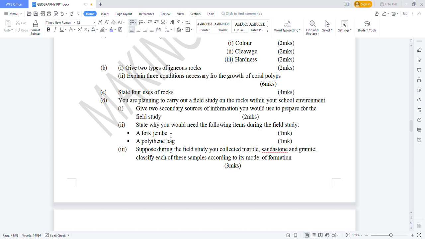Then part 3 of the question, suppose during the field study you collected a marble, sandstone and granite. Classify each of the samples according to its mode of formation. So here we know marble is metamorphic. Then sandstone is a sedimentary rock. Then granite is an igneous rock.